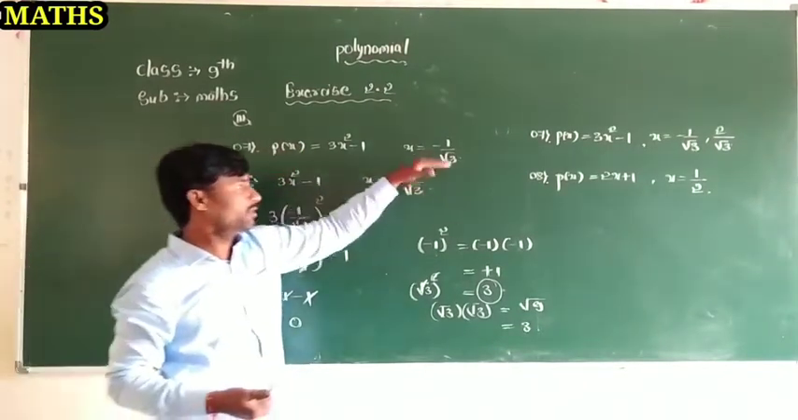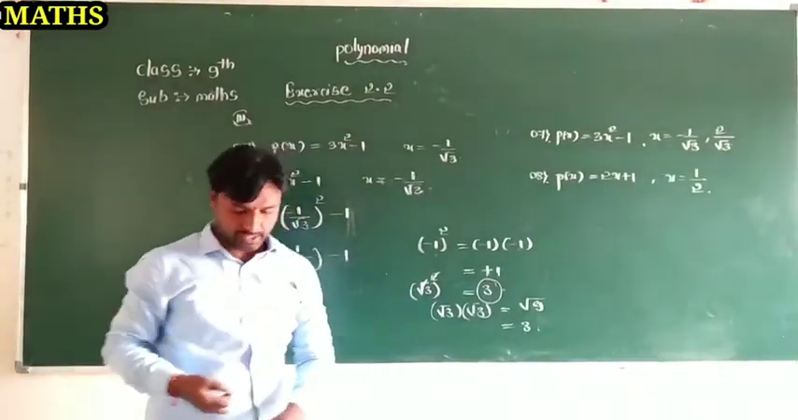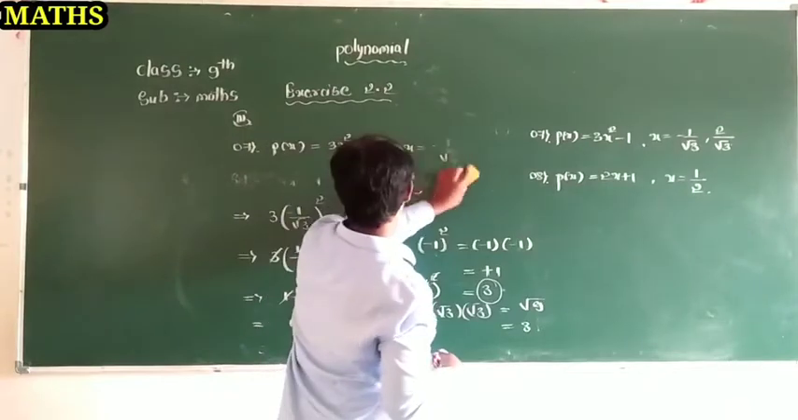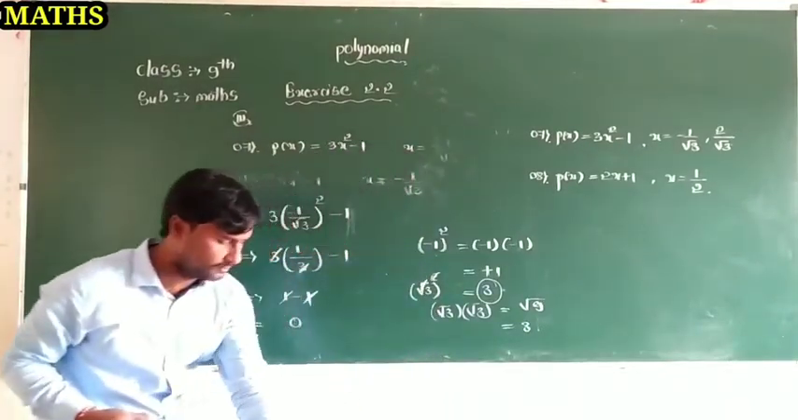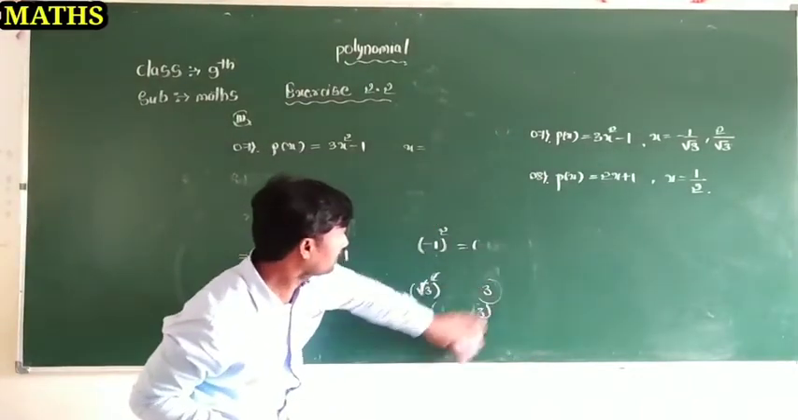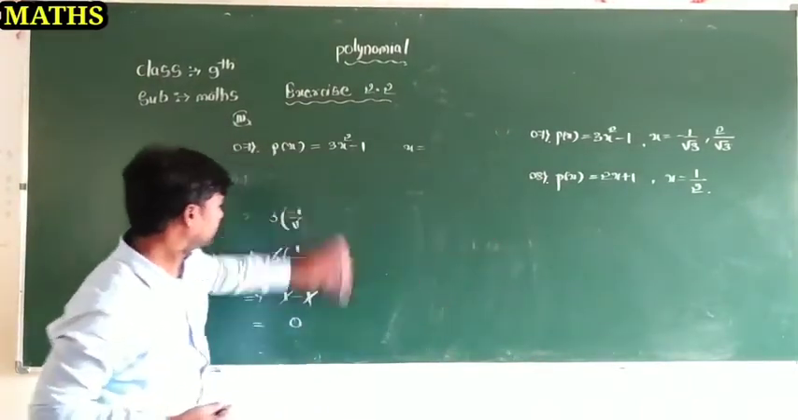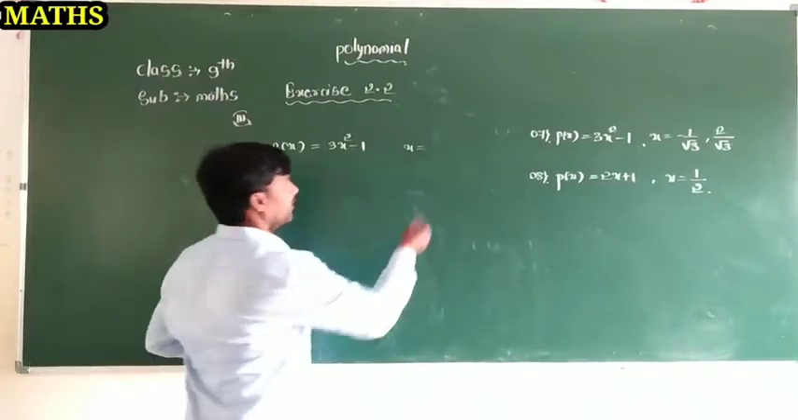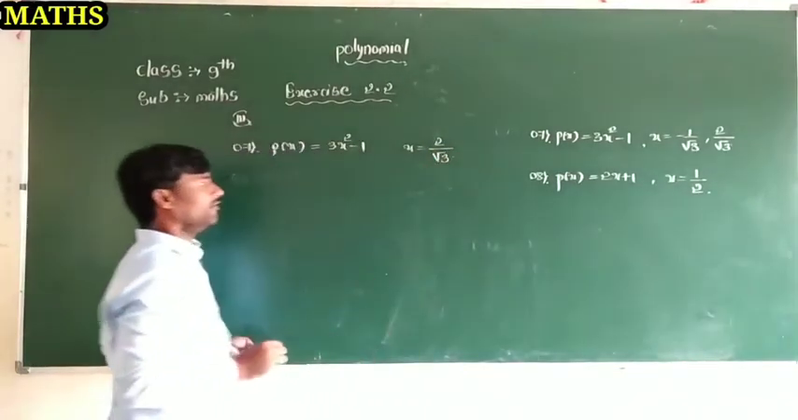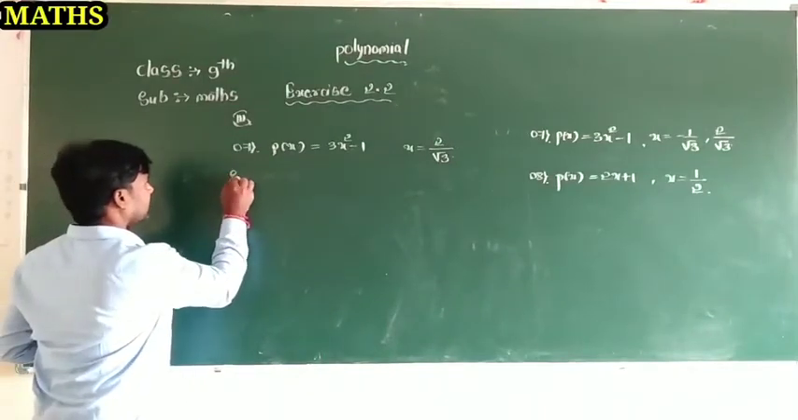First question you understood. Let us go to the second question, dear students. Okay, the second question is similar. This is the same polynomial, dear students. Only the value is changed here. What is given as the value? The value is 2 upon under root of 3. Okay, let us see the solution here.